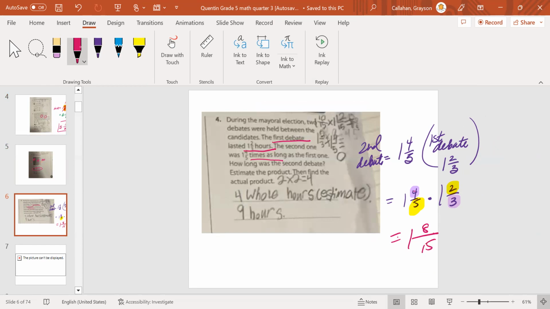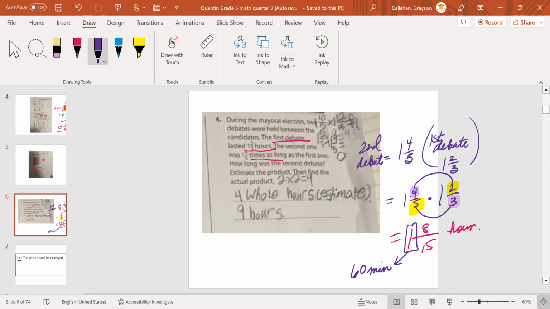Okay. How long was the second debate? Estimate the product and find the actual product. So this one's going to be 1 1/8 of an hour, right? Now this one, the 1 right here means it is 60 minutes. 4 times 2. Isn't that what you do?